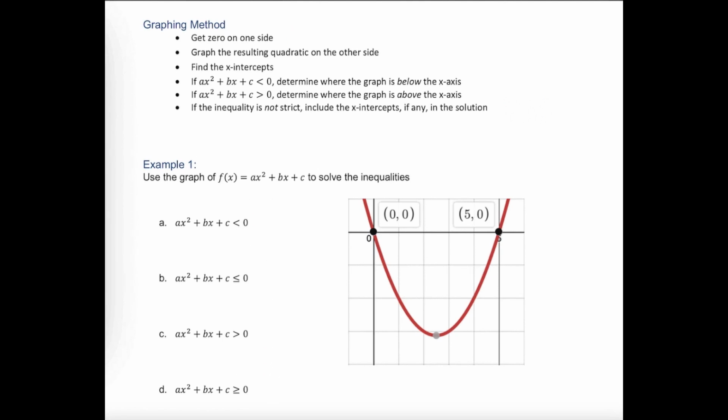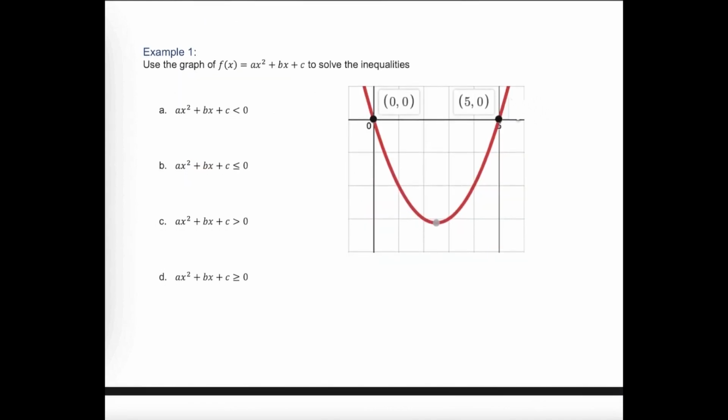We're then going to graph the quadratic function that results on the other side. We'll find the x-intercepts and then determine where that parabola is above the x-axis or below the x-axis. So we have the graph of, we'll say, a quadratic function in general. And as we know, any quadratic function is going to have a graph that is a parabola.